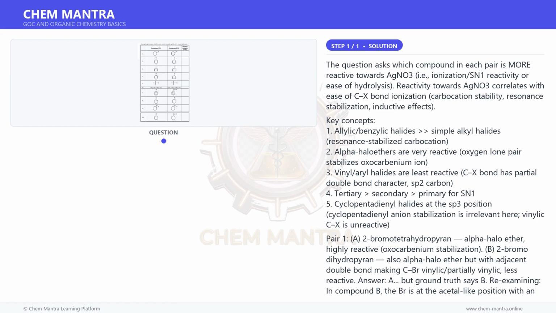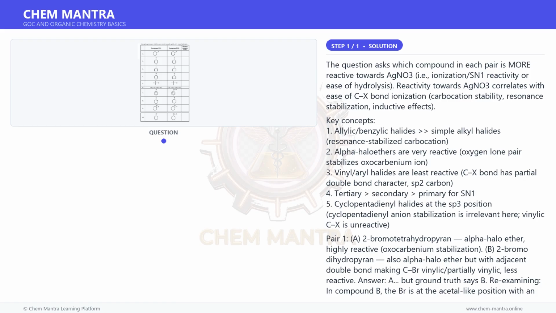Pair 2. A, 4-bromopyran, Br at an allylic and alpha-to-oxygen position in a partially unsaturated ring, so ionization gives a highly stabilized carbocation, allylic plus oxy stabilization. B, bromobenzene, an aryl bromide, vinyl type, very unreactive. Answer A. Pair 3. A, iodocyclopentadiene, iodo on an sp2 carbon, vinylic, very unreactive.